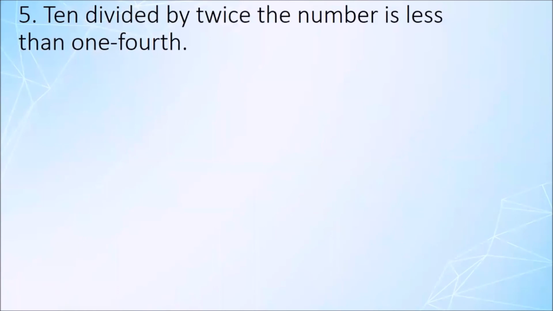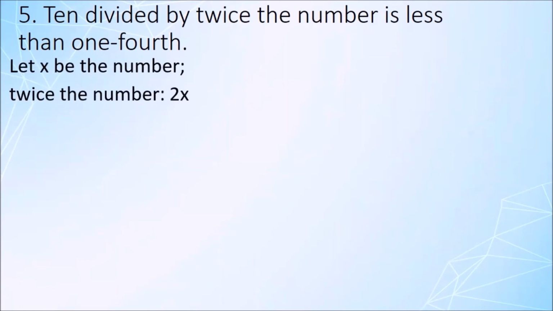Next, example number 5: 10 divided by twice the number is less than 1/4. So let x be the number, twice the number is 2x. So it means that is 10 over 2x less than 1/4. So pwede natin i-simplify, magiging 5 over x less than 1/4.